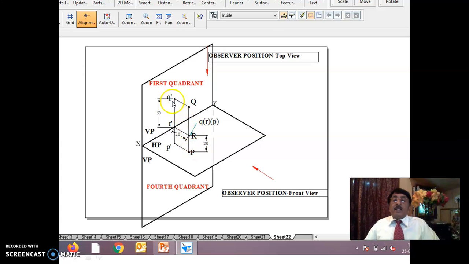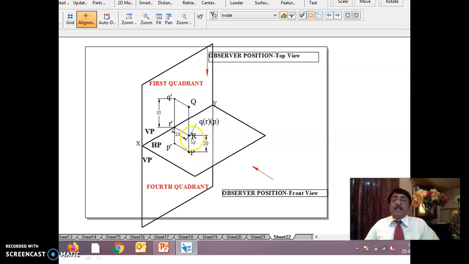In that way, the distance in front of VP of all the 3 points is fixed. That is, point Q is 20 mm in front of VP, R is 20 mm in front of VP, P also 20 mm in front of VP. Q, R, P are all 20 mm in front of VP. In that way, the top view distance is fixed, that is 20 mm. But what they have given is the distances of these points above HP, which have to be ascertained. They have given Q to be 35 mm above HP, R to be on HP and P to be 20 mm below HP.